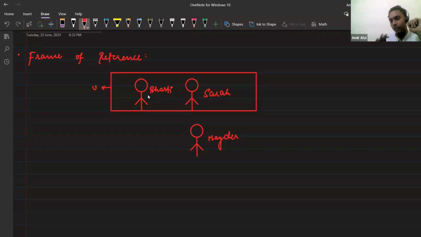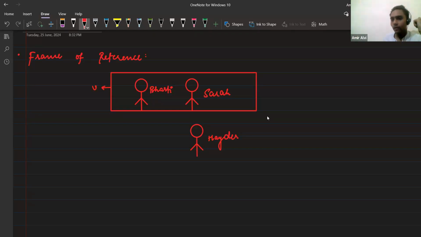Now change the scenario. Now let's get into the train. Bharti and Sara are talking to each other. Suppose they are discussing the physics syllabus in the train as well. Okay. So what will they feel? If we see with the reference of Bharti and Sara, are they moving in the train? No, sir. If you look from their point of view, they both are at rest.